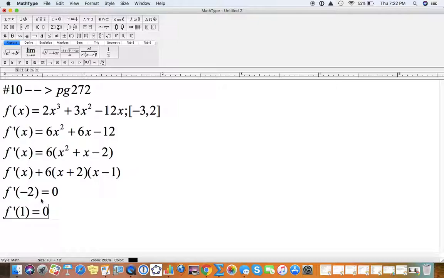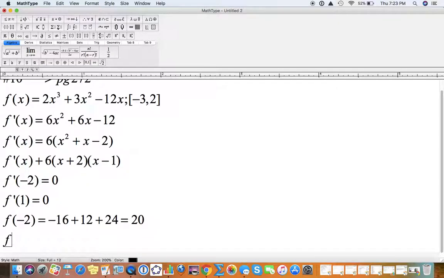So here we have our two critical points and our two endpoints, and we're going to check to see which ones are our relative extrema, and then the absolute will be the highest and the lowest. So let's go ahead and check those points. So if I put -2, our first critical point, back into the original, -2 cubed is -8 times 2 is -16. -2 squared is 4 times 3 is 12. And -2 times -12 is 24. And we get a value of what's -4 plus 24, which is 20.